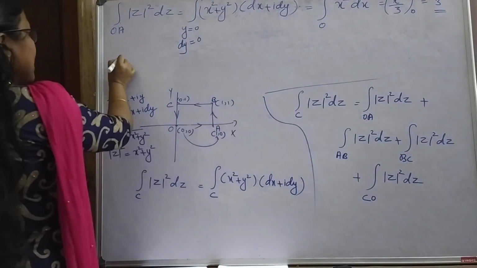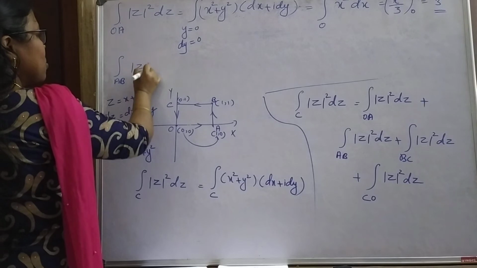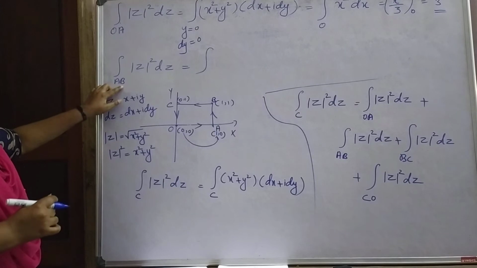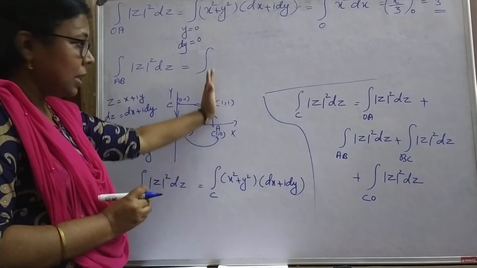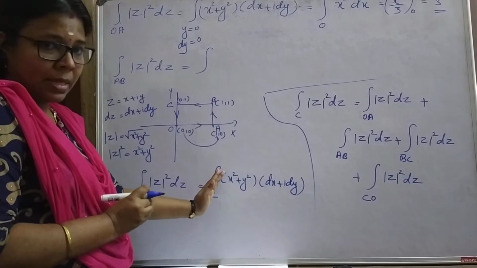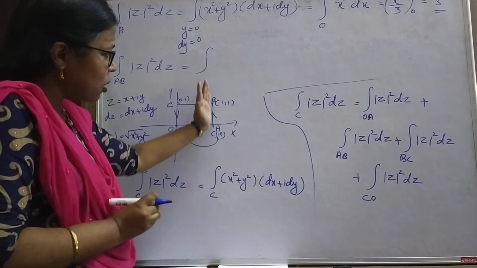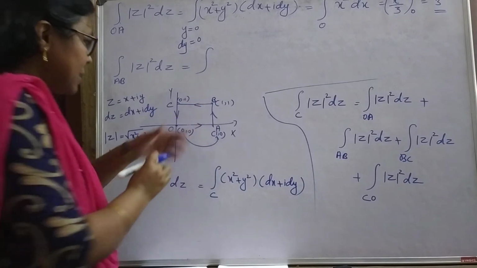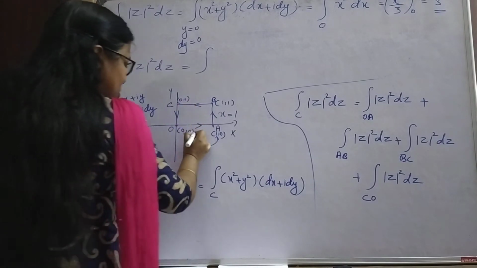Next integration is the integral along AB of mod z square dz. What is AB? AB is a line passing through a point on the x-axis which is parallel to the y-axis. Here x equal to 1, a constant. So x equal to 1 is the equation of the line.